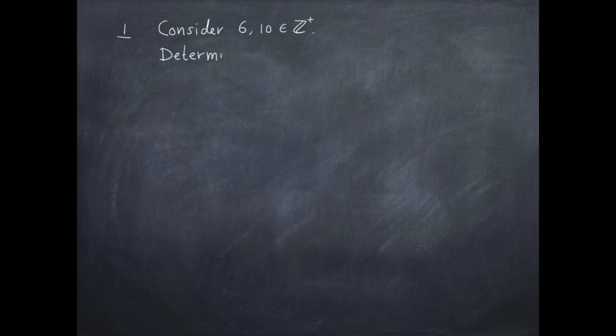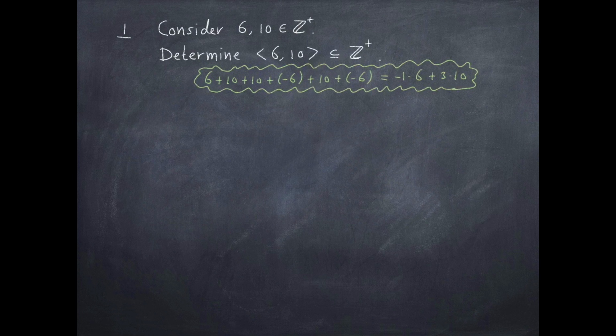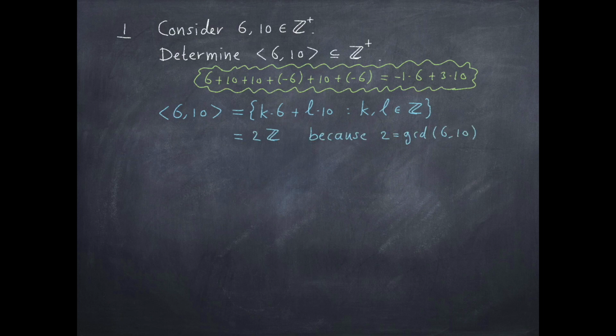Remember that the operation in Z plus is addition, so the subgroup generated by the elements 6 and 10 consists of all elements that we can make by taking the elements 6, minus 6, 10 and minus 10 and adding them. An element is an integer multiple of 6 plus an integer multiple of 10 if and only if it's an integer multiple of their GCD. So the subgroup generated by the elements 6 and 10 is the group 2Z, all the even integers.